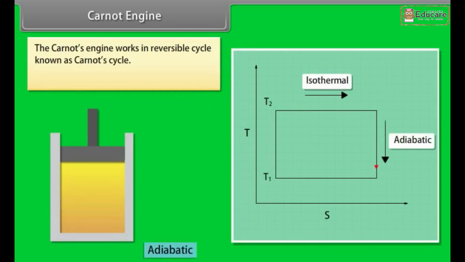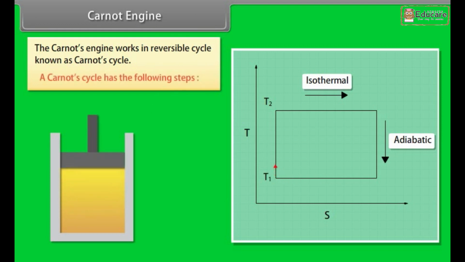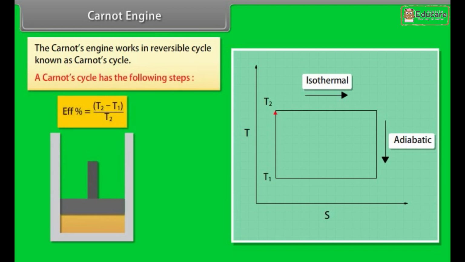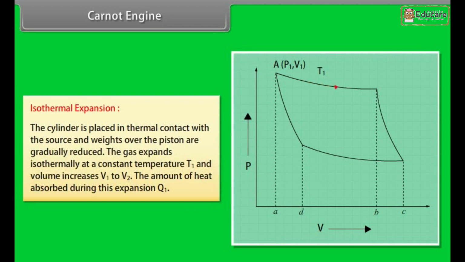Carnot engine. The Carnot engine works in a reversible cycle known as Carnot's cycle. A Carnot cycle has the following steps. Isothermal expansion: the cylinder is placed in thermal contact with the source and weights over the piston are gradually reduced. The gas expands isothermally at a constant temperature T1 and volume increases from V1 to V2. The amount of heat absorbed during this expansion is Q1.